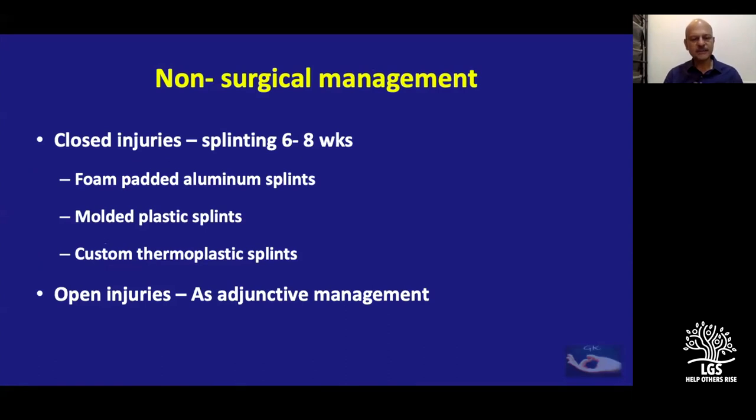Closed injuries, when you are doing a non-surgical management, you need to apply a splinting for 6 to 8 weeks. It's basic. You have to follow it for 6 to 8 weeks. You can apply either foam padded aluminium splints, molded plastic splints, or custom thermoplastic splints. Different types of splints are available. We'll see the different splints and how they are applied. But we need to remember that splints form the basis of non-surgical management of mallet finger injuries.